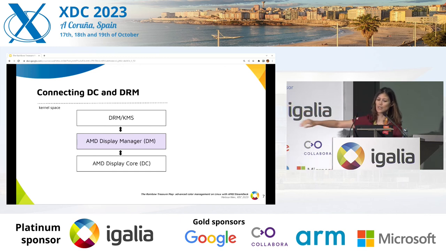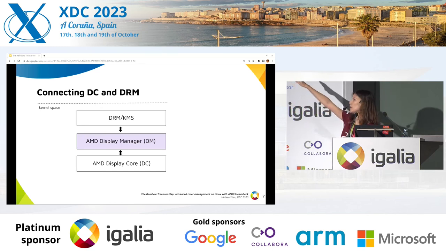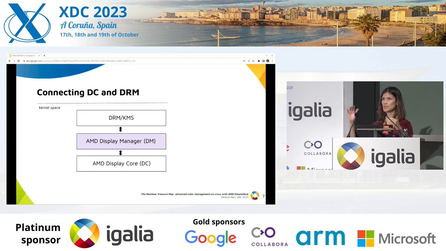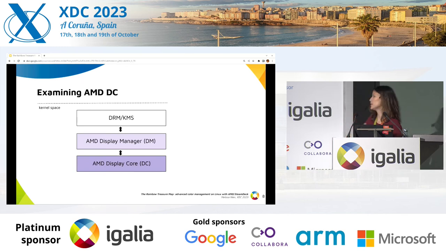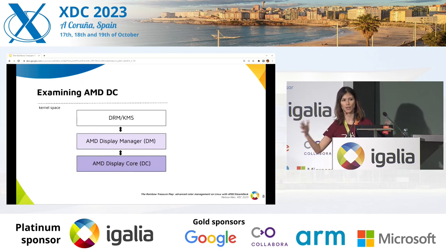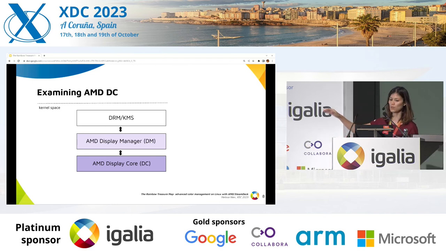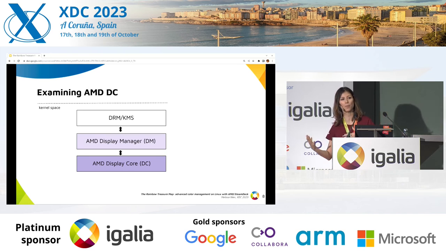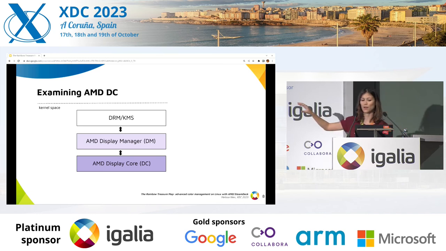AMD Display Manager is the Linux-dependent part of the driver that connects the AMD DC interface to the DRM KMS framework. It intermediates communication too. And the AMD DC is the OS agnostic layer. Examining its code that is shared between different platforms and different DC versions helps us understand the AMD color pipeline and hardware capabilities, since the machinery for hardware settings and resource management is mostly already implemented there.